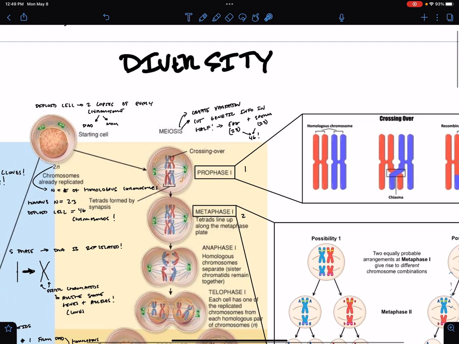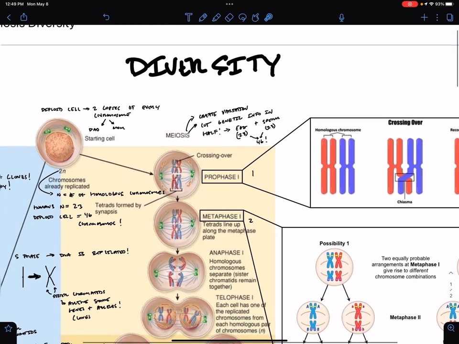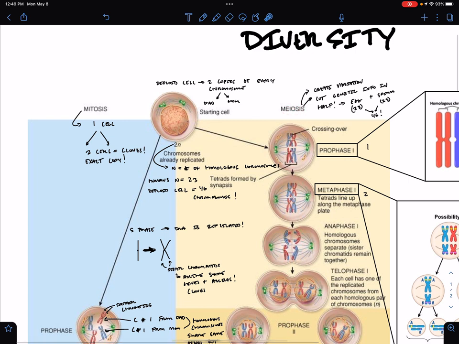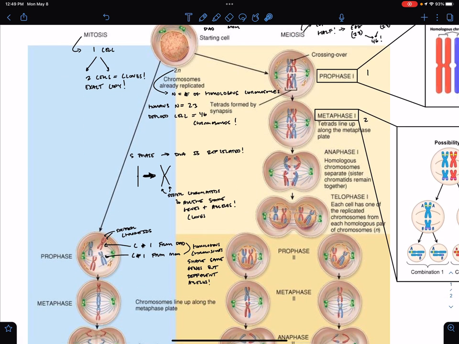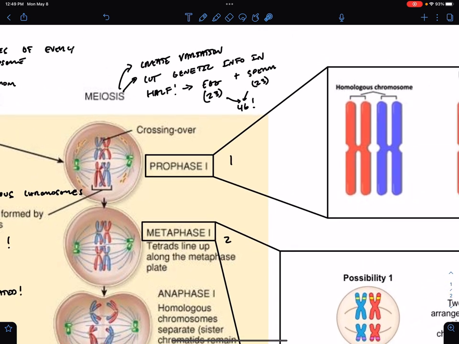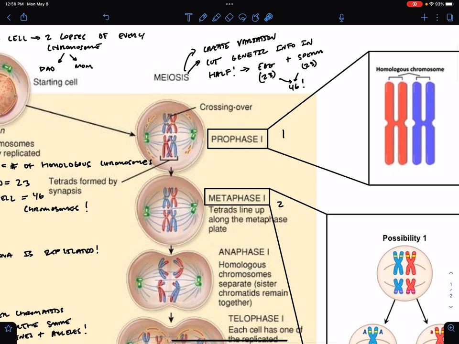Okay, let's compare this to what's happening in meiosis. As we said before, the point is to create some variation and to cut the genetic material in half. So how do we do that? The first thing that's different about meiosis compared to mitosis is you'll notice that during meiosis, we have homologous chromosomes lining up on the metaphase plate. So this is important. If this is happening in you, this is the chromosome that you got from your mom, and this is the chromosome that you got from your dad.